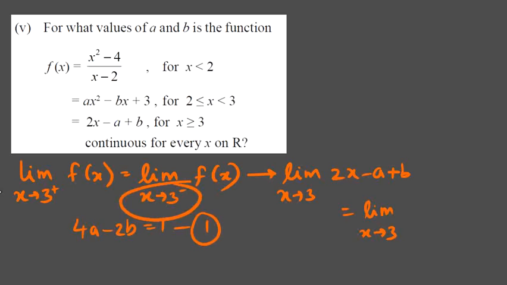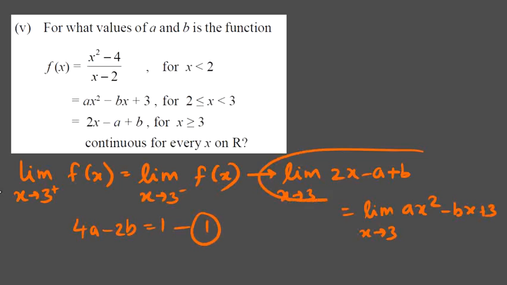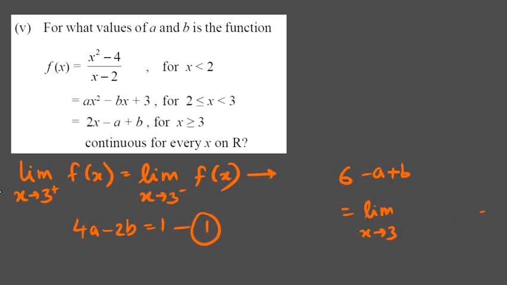We are writing the left hand limit now. So left hand limit means for x less than 3, the function is this, that is ax square minus bx plus 3. Evaluate this limit by putting x equal to 3 here. So that should give you 6 minus a plus b. And on the right hand side put x as 3. So you will have 9a minus 3b plus 3.